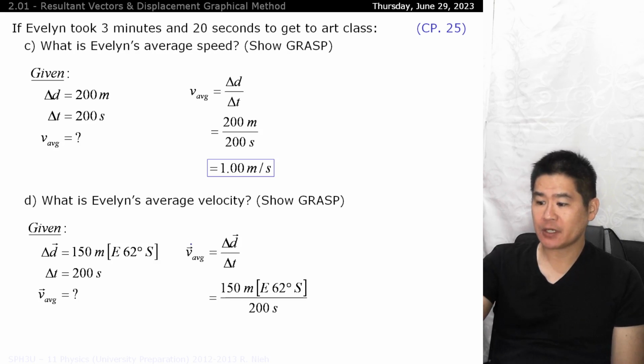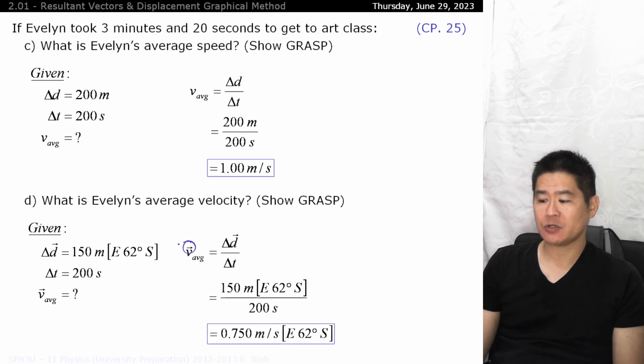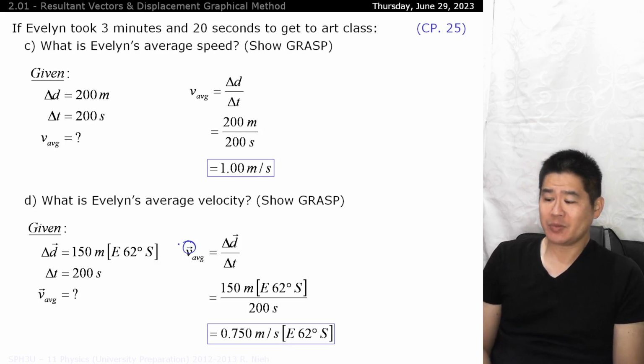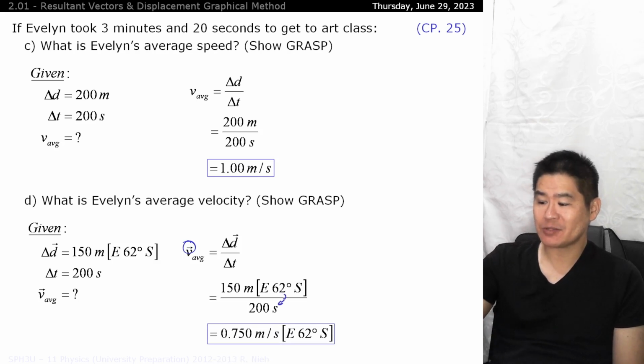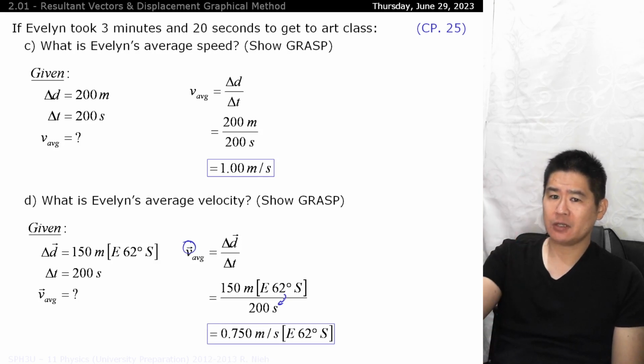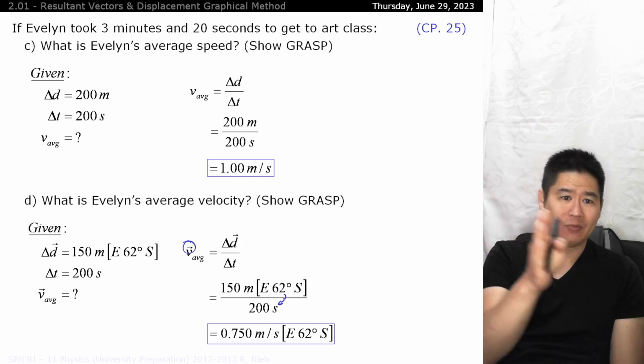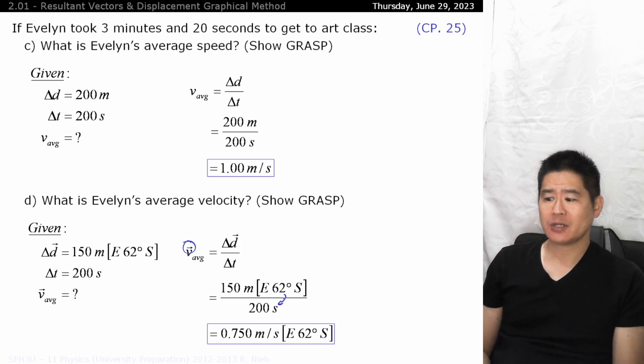Don't forget that this is a vector, and with a vector, your final answer should also have a direction as well. And no, the direction does not change. Common mistake I see is that students divide the 62 degrees by 200 seconds, and then you get some weird fraction of a degree. How is that possible? If you're going this way, you'll end up over there. All right, you won't just tilt somewhere else afterwards. So leave the angle alone.